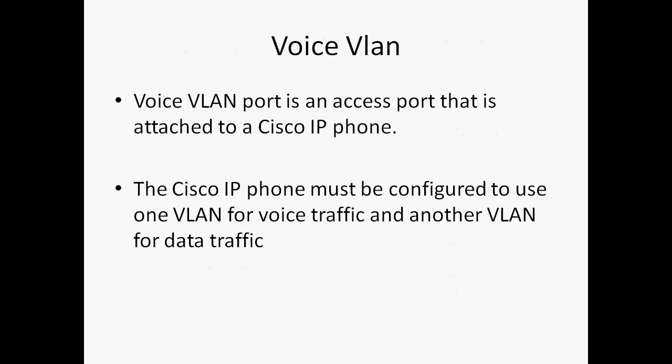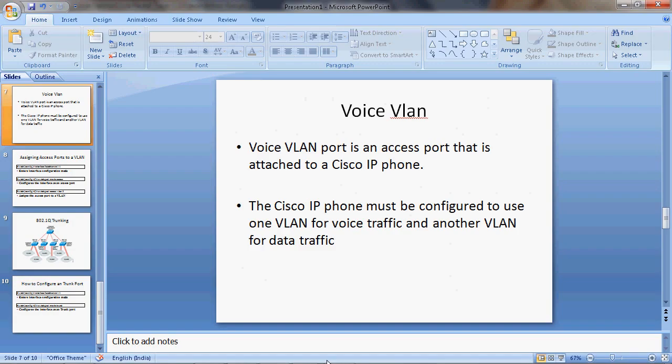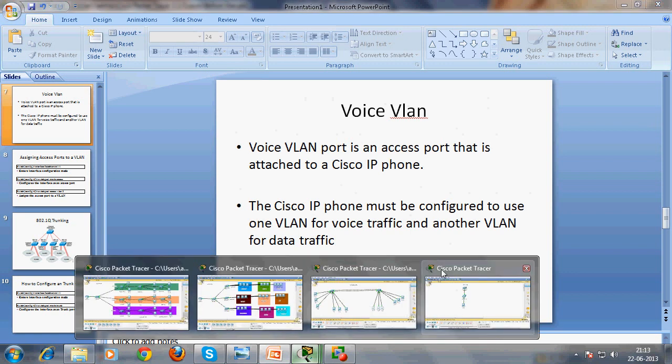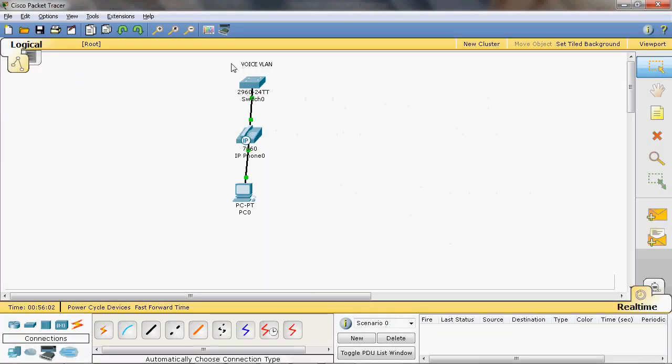Voice VLAN. A voice VLAN port is an access port that is attached to a Cisco IP phone. The Cisco IP phone must be configured to use one VLAN for voice traffic and another VLAN for data traffic. Let's see the scenario. This is a voice VLAN.